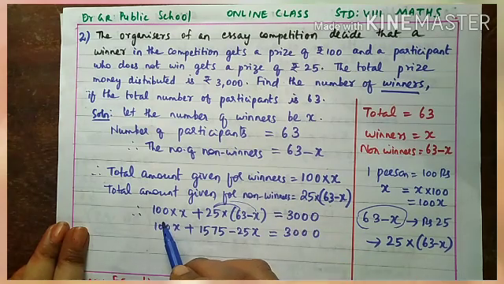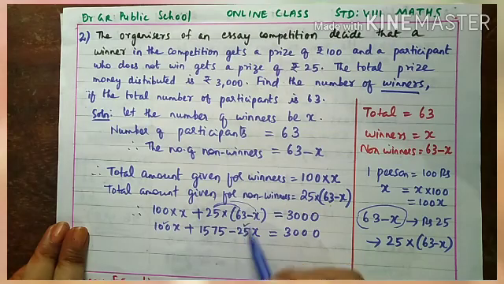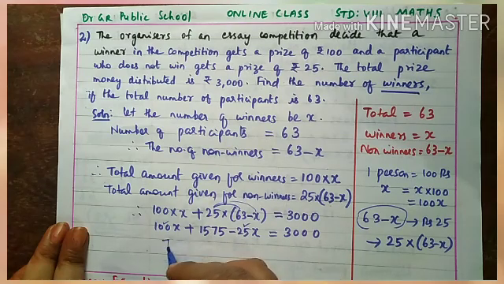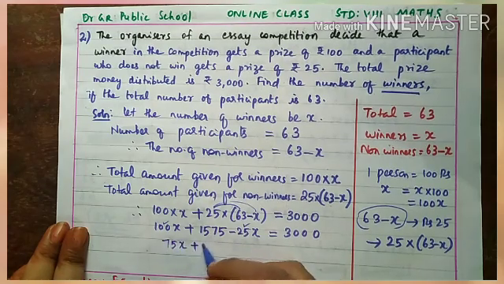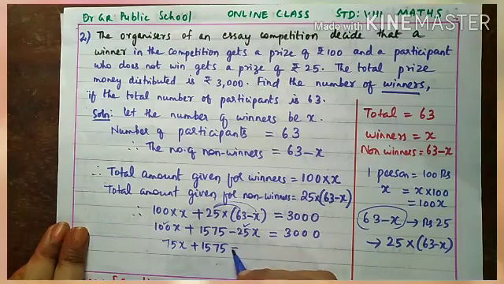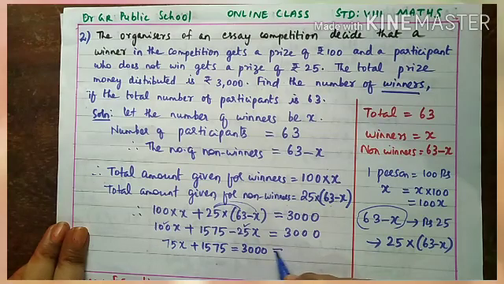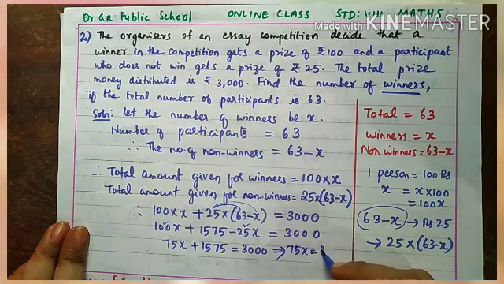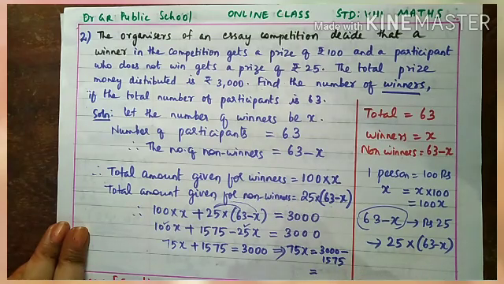Now you combine the like terms. 100x is there, minus 25x is there. 100x minus 25x, so you want to subtract. This is positive, this is negative. What is 100 minus 25? 75x plus 1575 equal to, sorry, 3000. Now you want to transpose this 1575 to this side. So 75x is equal to 3000 minus 1575. What is the answer there?